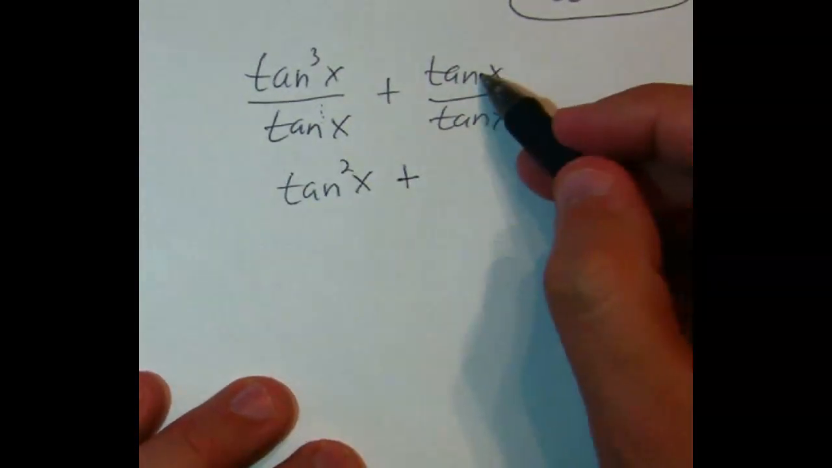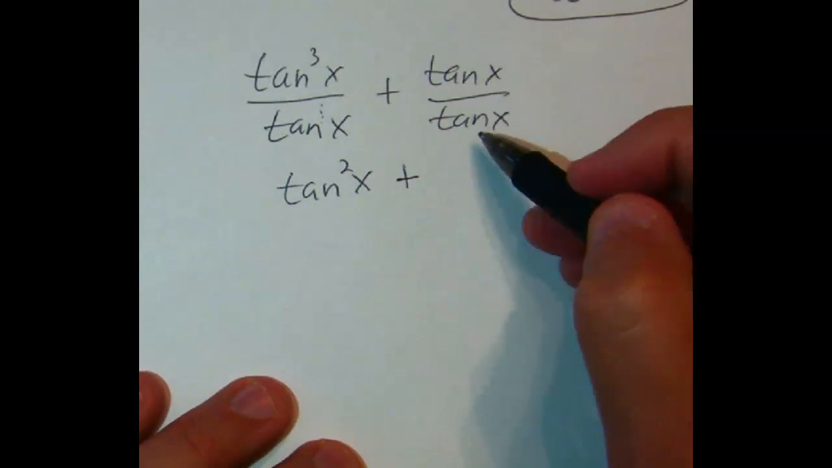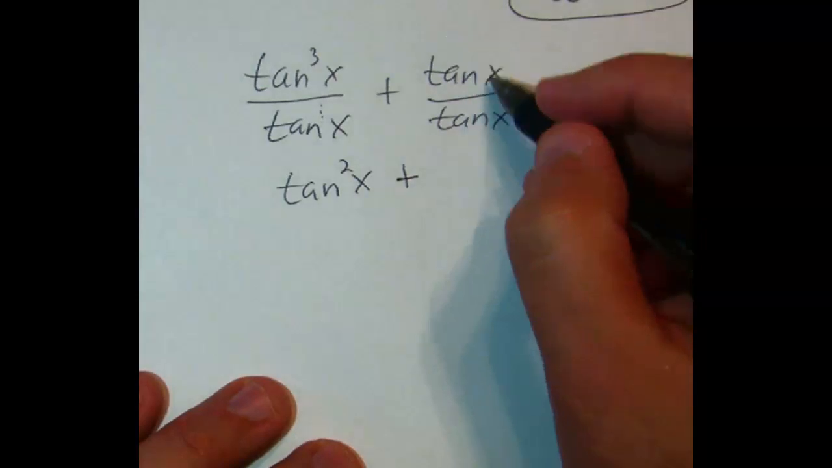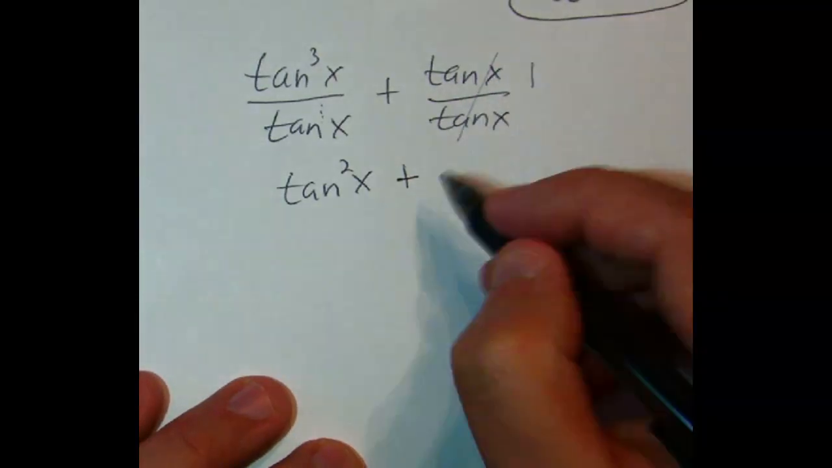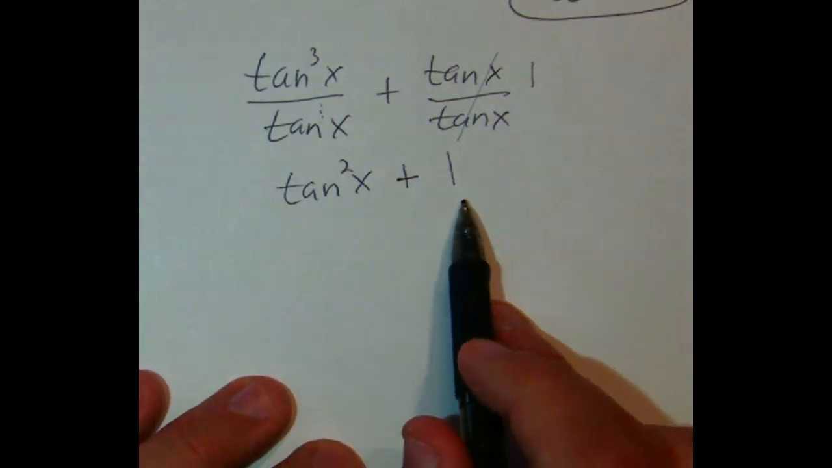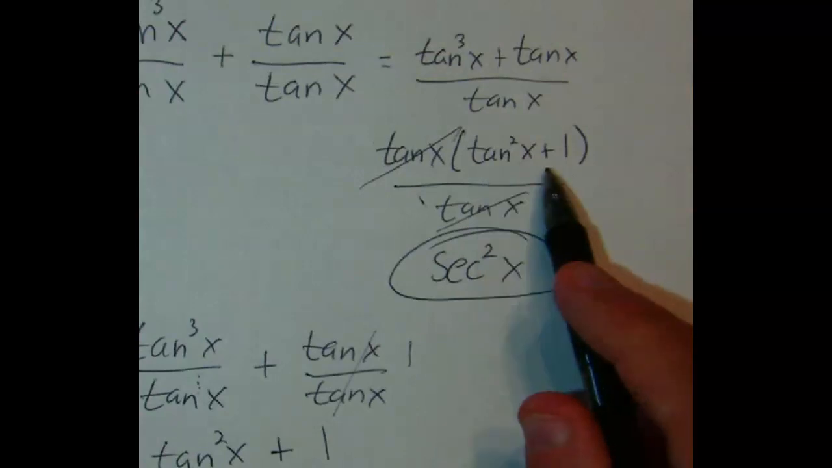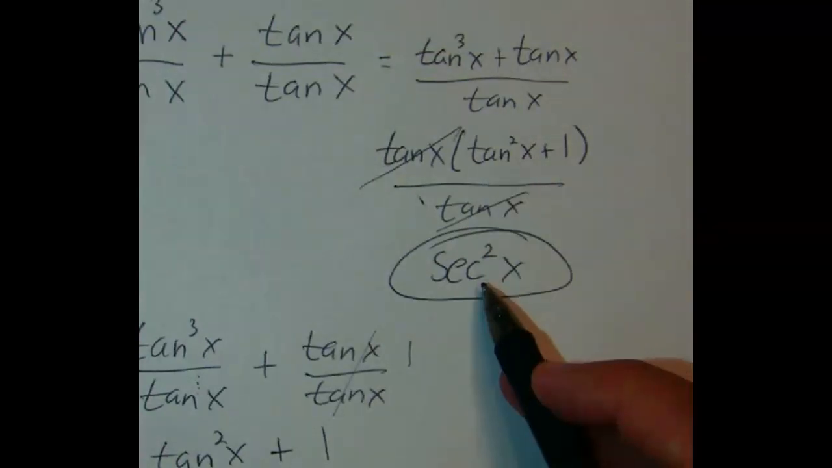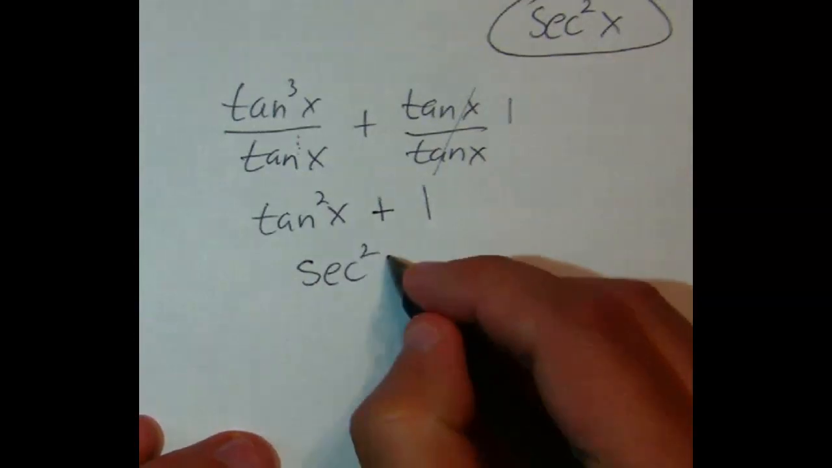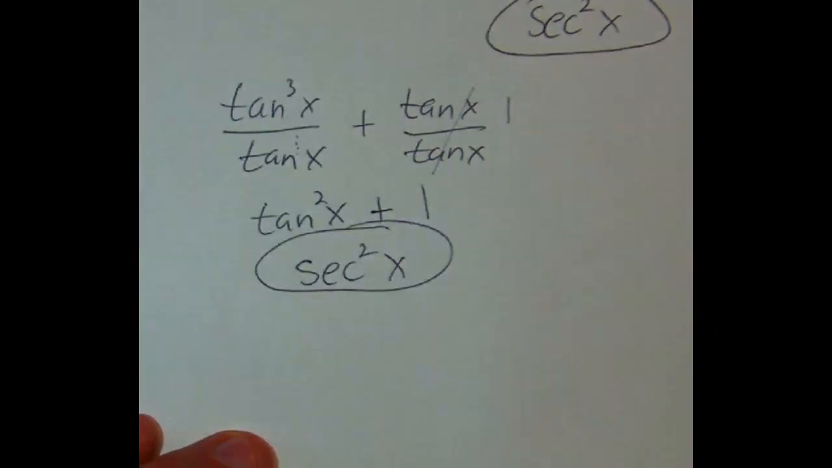Plus, anything that you have on top that's the same as the bottom, same numerator, same denominator, it cancels out or becomes a 1. So I have tangent squared x plus 1. Well, that is our identity that we found up here, tangent squared x plus 1, which is secant squared x. So you get the exact same answer, just doing it a slightly different way.